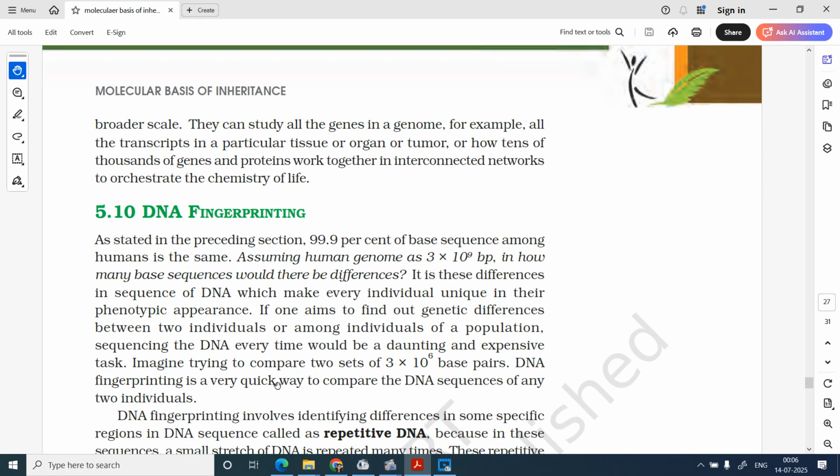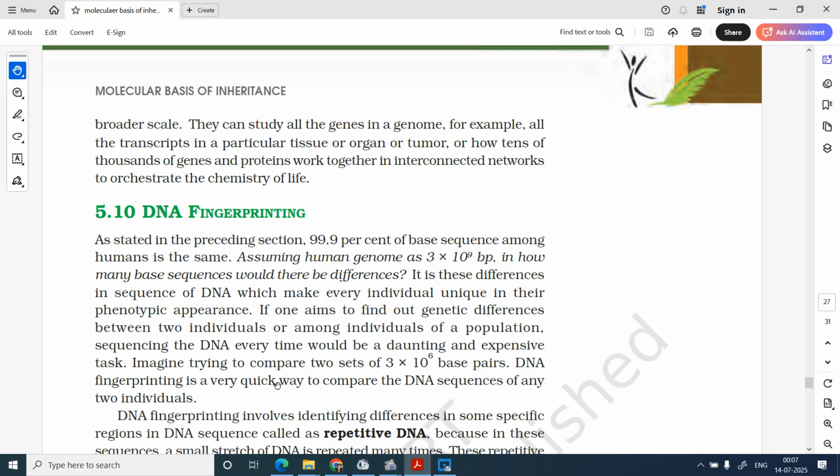5.10 DNA fingerprinting. As stated in the preceding section, 99.9% of base sequence among humans is the same. Assuming the human genome as 3 x 10^9 base pairs, in how many base positions would there be differences? It is these differences in a sequence of DNA which make every individual unique in their phenotypic appearance. If one aims to find out genetic differences between two individuals or among individuals of a population, sequencing the DNA every time would be a daunting and expensive task. Imagine trying to compare two sets of 3 x 10^9 base pairs.